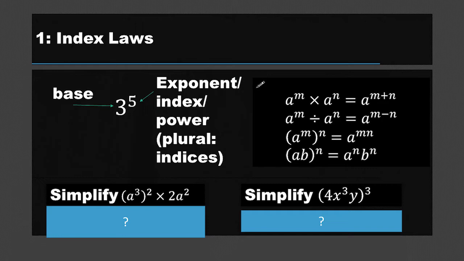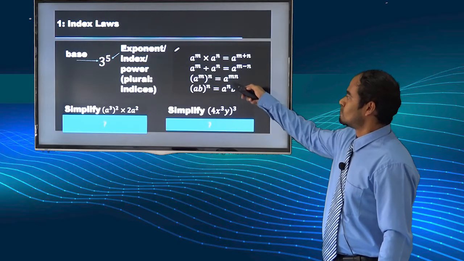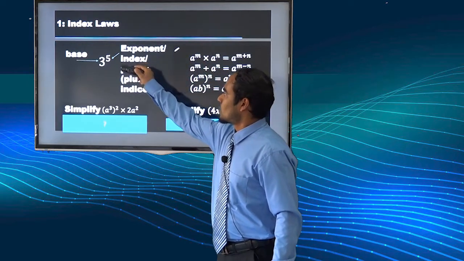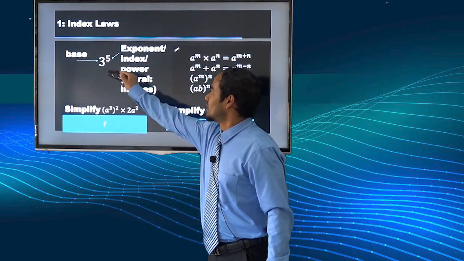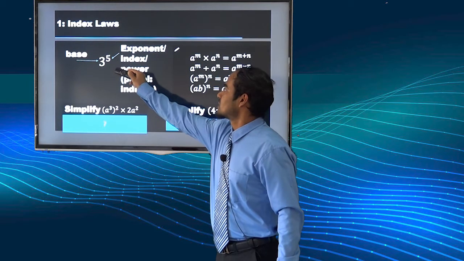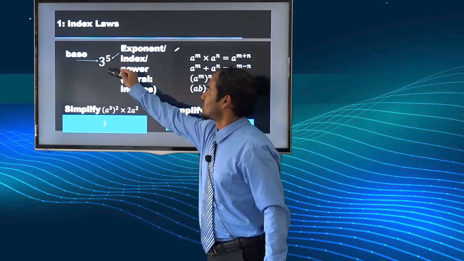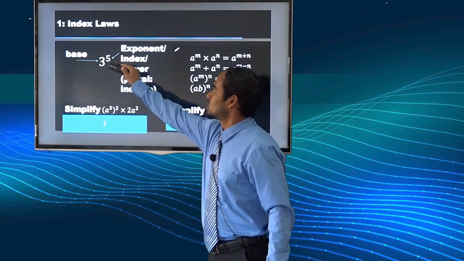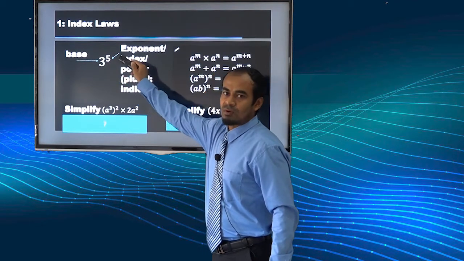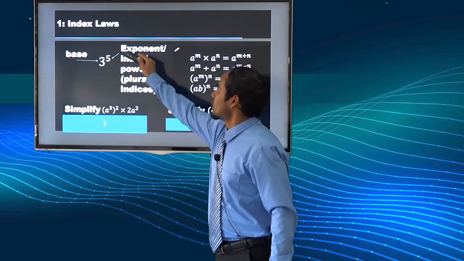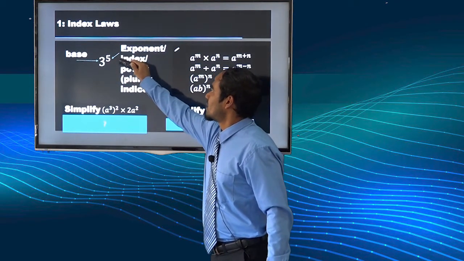First of all, let me tell you what an index is. Now, when you have an expression like this, we have 3 to the power 5. That means the base, the one at the bottom, which sometimes we call the base, is 3 in the expression 3 to the power 5. And the exponent here is 5.